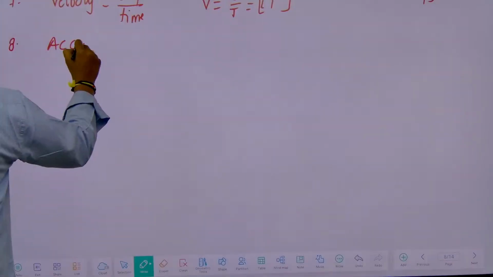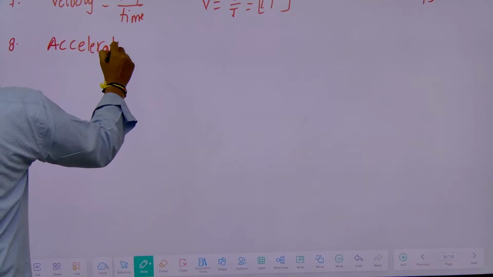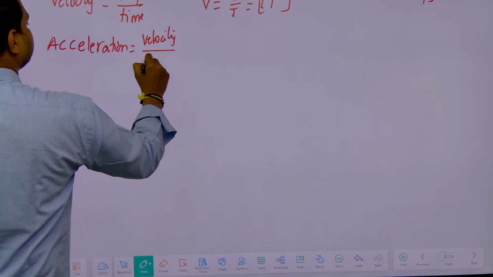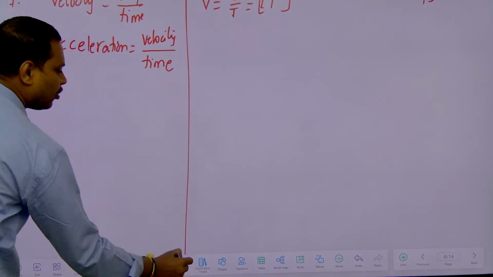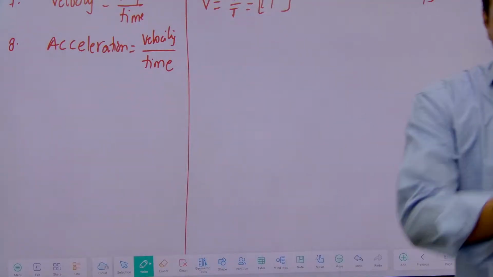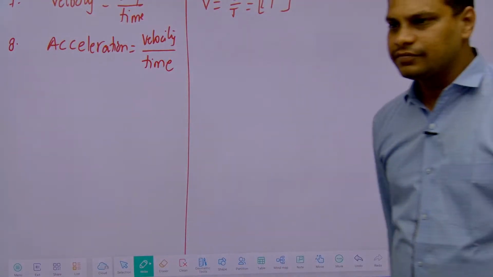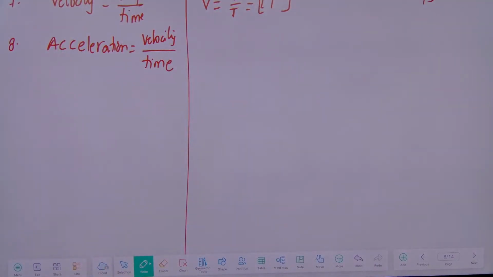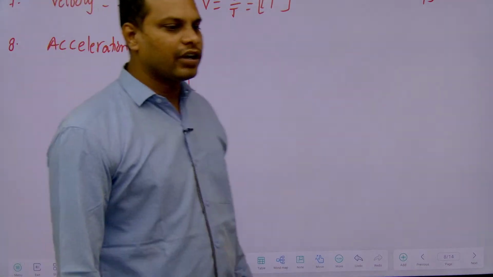Then next, acceleration. Acceleration is equal to velocity by time. If you want to copy this, copy it. If not, you have the study package, right? In the study package, one chart is there. Open that chart and go through it instead of writing.